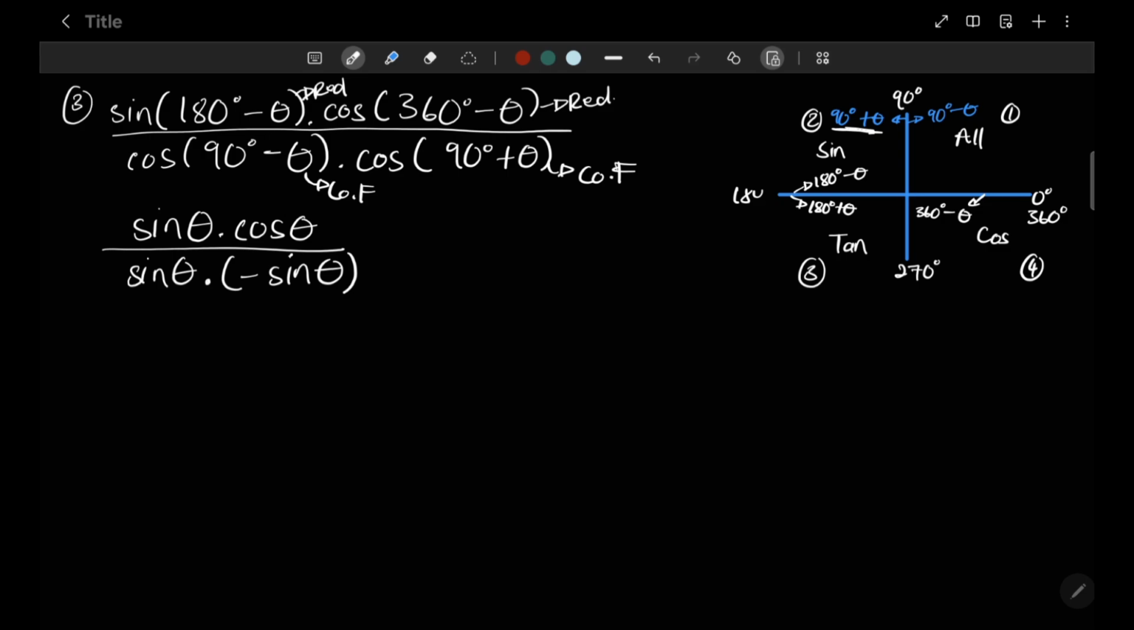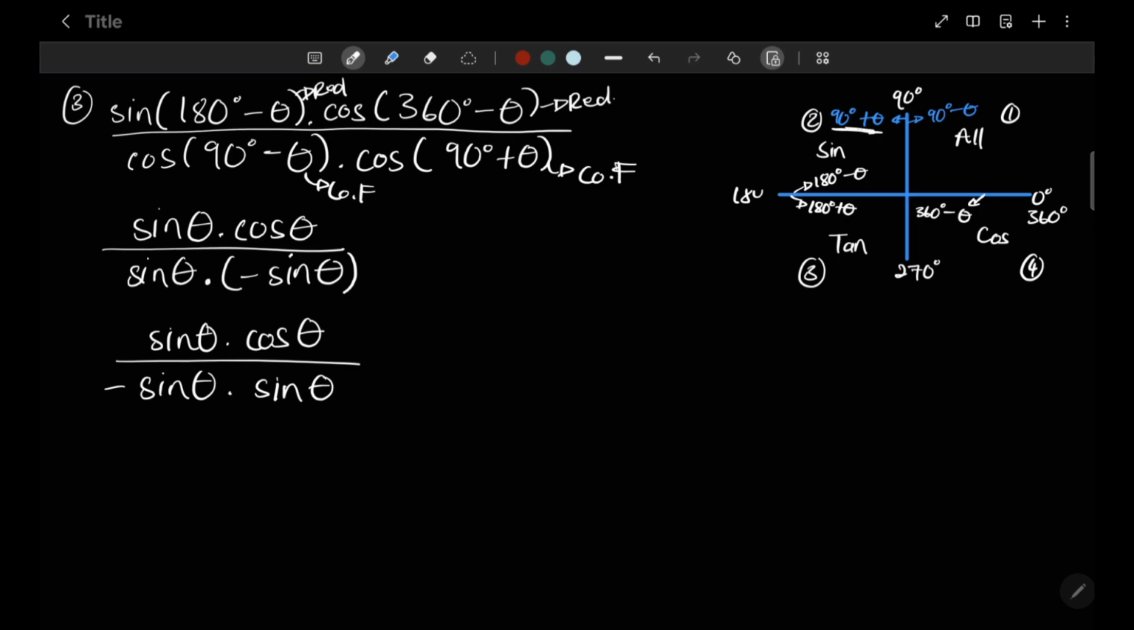Now the following step would be to multiply the signs. In the numerator we have a positive and a positive, so you can just write this as sine theta multiplied by cos theta. Over a positive multiplied by a negative, which is negative. So rewrite this as negative sine theta multiplied by sine theta.